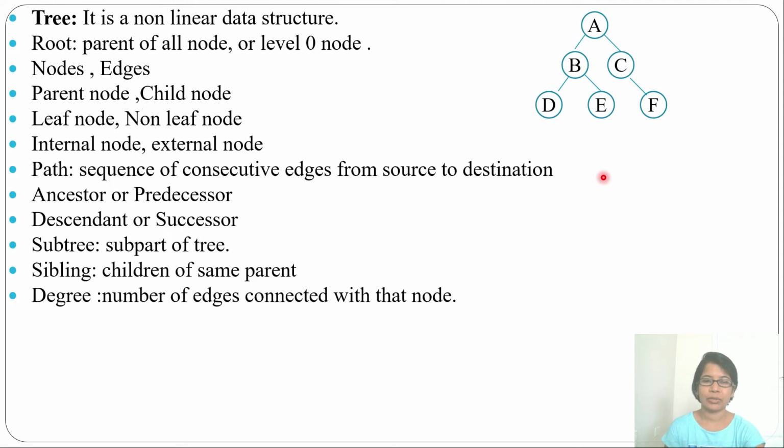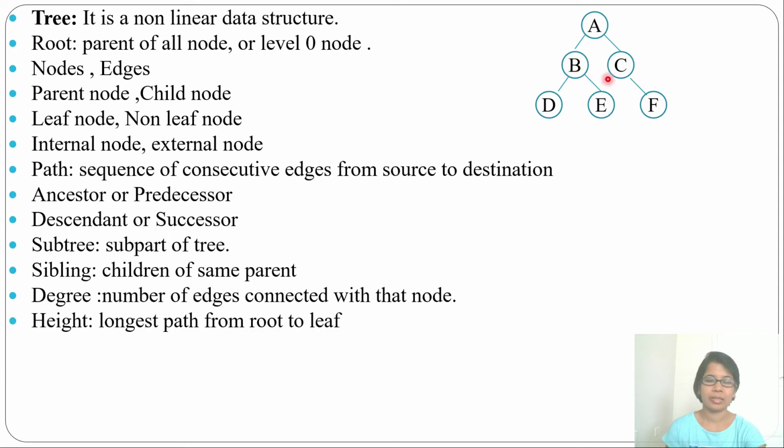Next is degree. The number of edges connected with the node is called the degree. Like for B, degree is 3, so for this edge, and this edge. For C, degree is 2. For D, E, F, degree is 1, only for these edges.